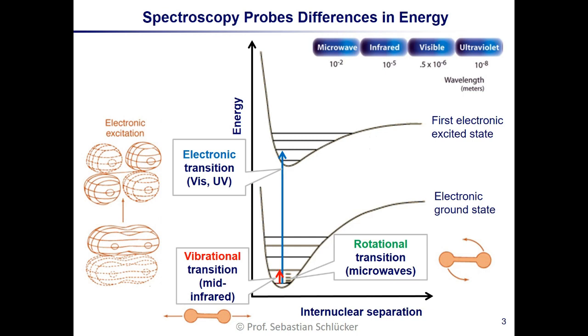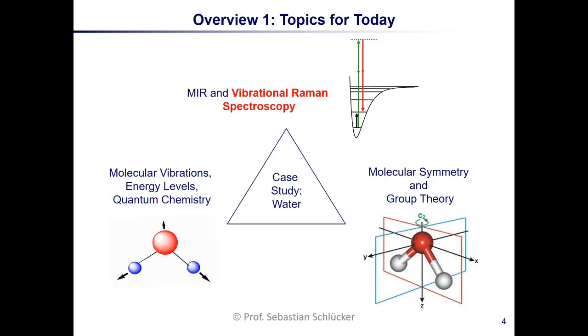So normally we treat the molecule from a quantum mechanical perspective, and we treat the light as classic electromagnetic radiation. This is an overview of the topics for today. We will start first with the classical and the quantum mechanical basics of Raman scattering.